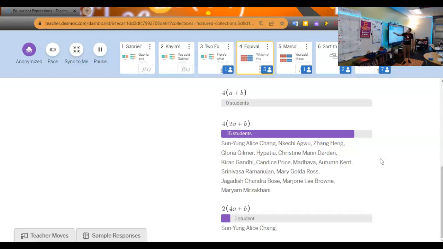Two times 4A plus B. So you have this bottom option. If we draw those arrows, look up here real quick. How many A's are we going to get if we draw these arrows? 8A. Is that the right amount of A's?